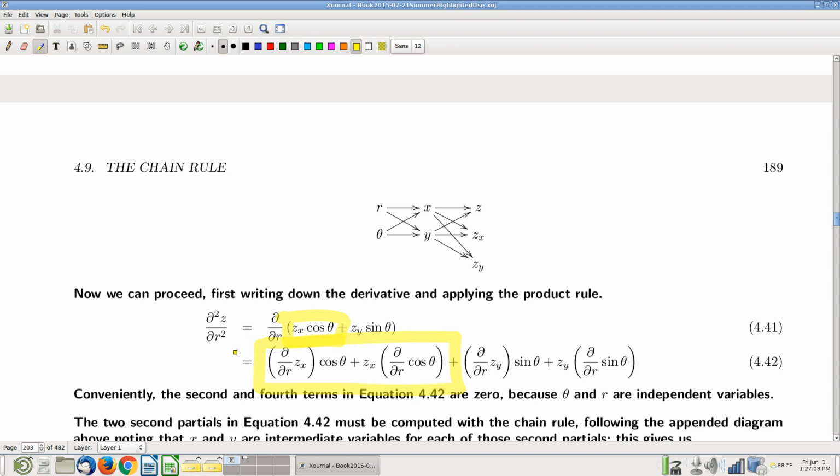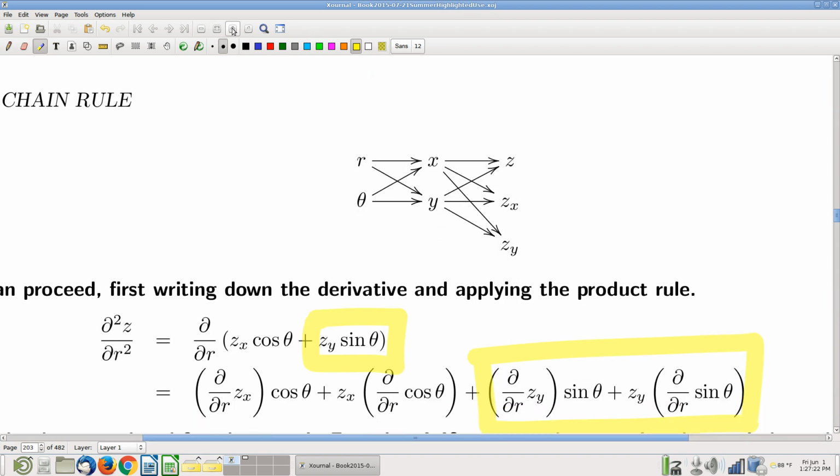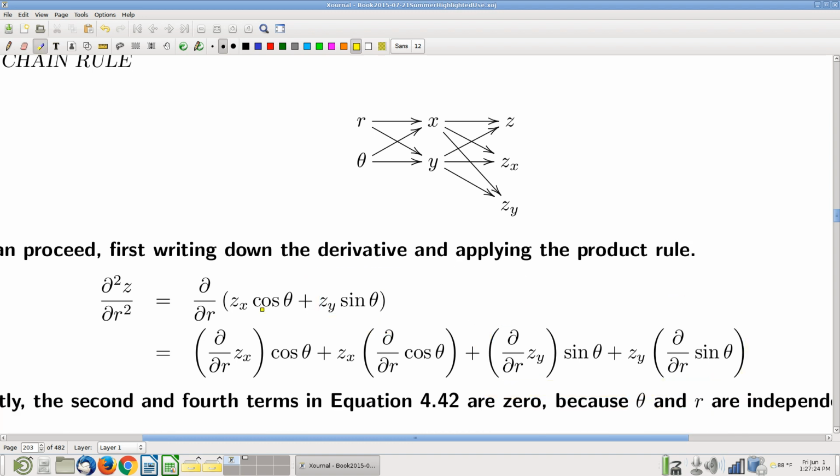That term has two factors. Since we write out the product rule, we get this. Just the product rule. Likewise, this term has two factors. Product rule gives me that. Everybody happy? Do notice, very conveniently, some of these terms disappear.